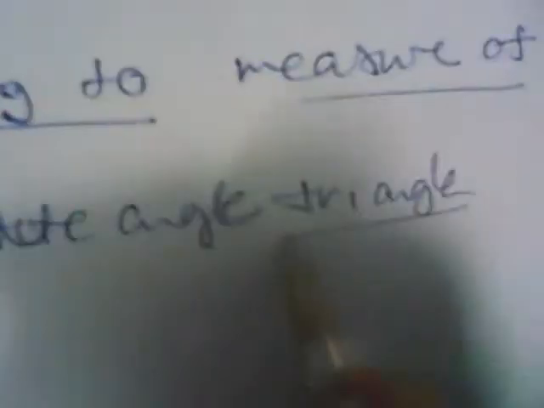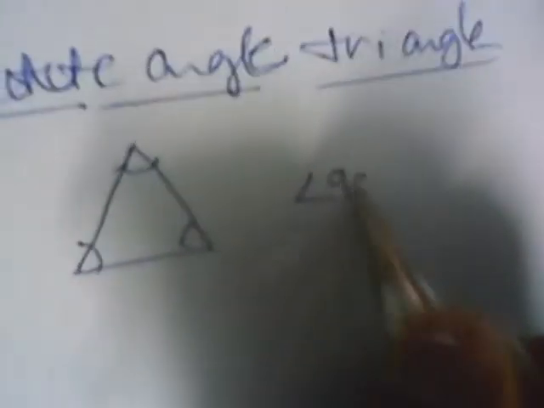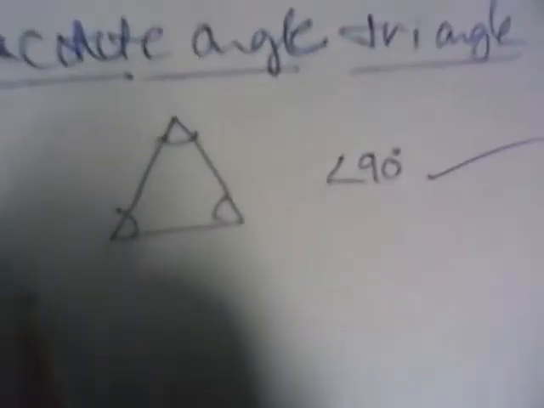Now, according to measure of angles, the following triangles are there. Number 1, acute angle triangle. As I said earlier, acute angle means below 90 degrees. In a triangle, if all three angles are below 90 degrees, then the triangle is called an acute angle triangle.